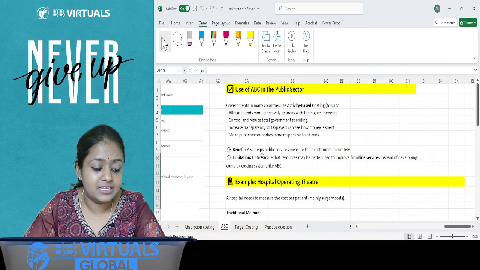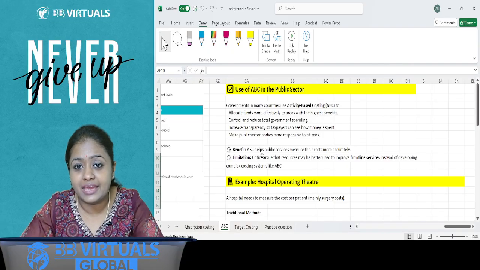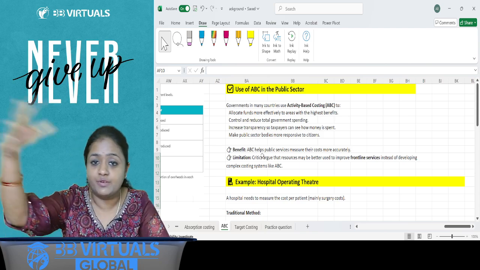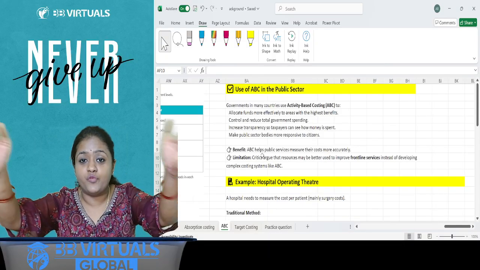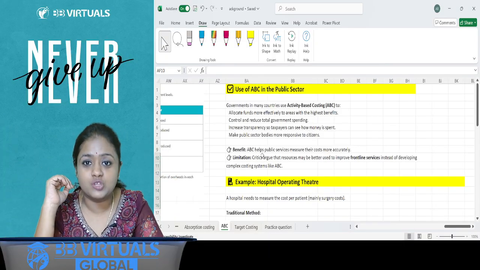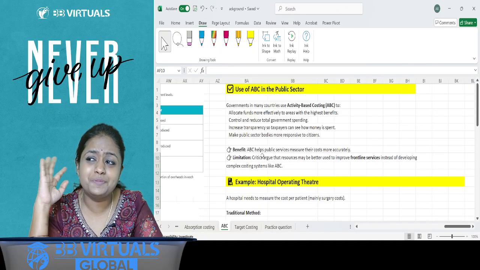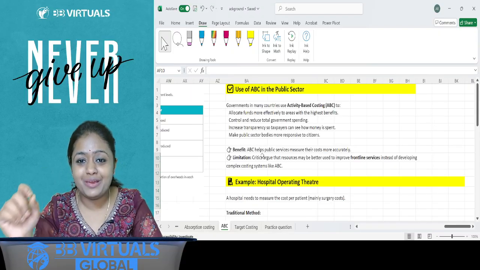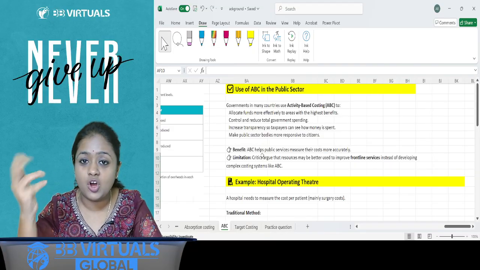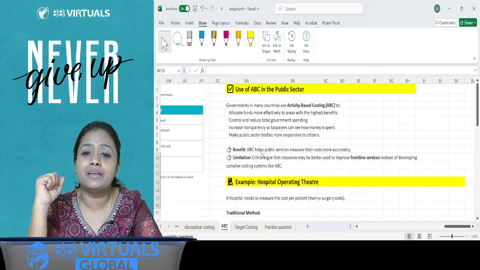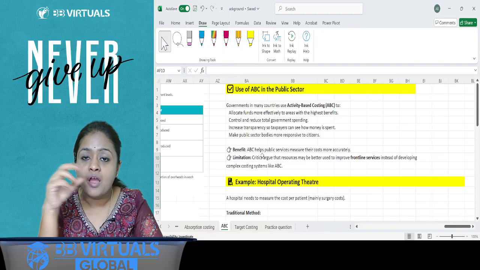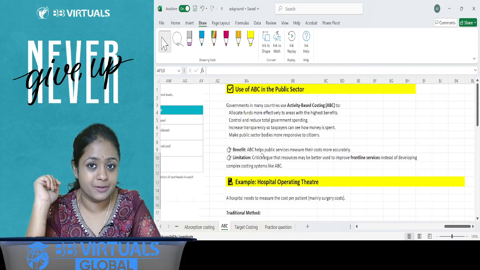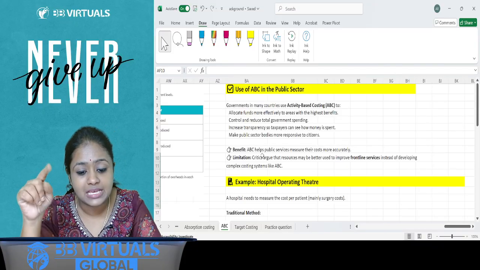We can apply ABC in areas where funds are there, because public organizations are always funded, right? Government gives them funding with which they run. You have those government hospitals you go to for treatment. I'm talking about those hospitals as well. When you go to those public hospitals, for example, funds are given by the government to run them. Whether those funds are allocated to the correct purpose or not is very important. And this is the area where you can use ABC.